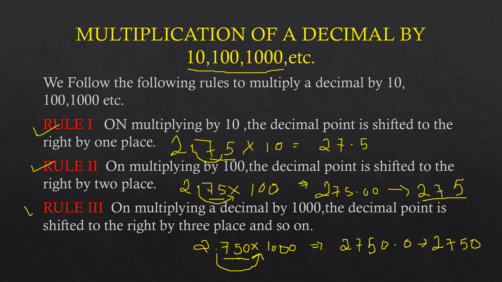This is how we multiply any decimal by 10, 100, 1000, meaning 1 followed by zeros. If we have three zeros, we shift the decimal point three places to the right. If we have five zeros, we shift the decimal point five places. If we have fewer decimal places, as in this case, we insert zeros and then do the calculation. This is how we multiply any decimal by 1 followed by zeros.